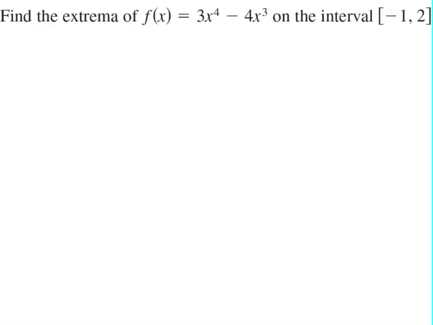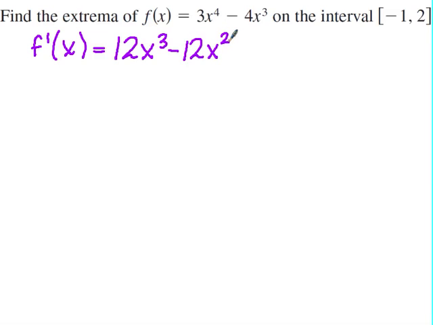Okay, we're going to go through each of the steps. So the first step, I need to find the derivative. That's where we start. We've got to find the derivative of f of x. So what's the derivative of 3x to the 4th minus 4x cubed? 12x cubed minus 12x squared.